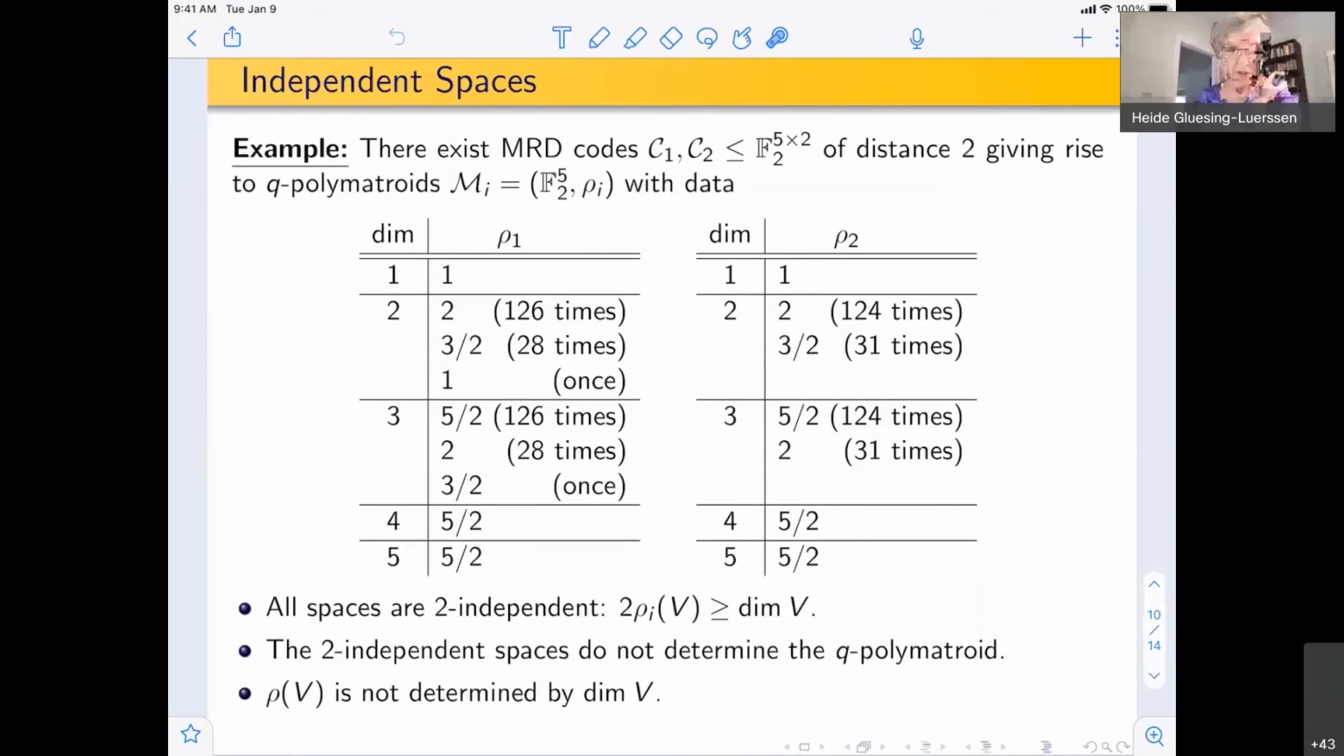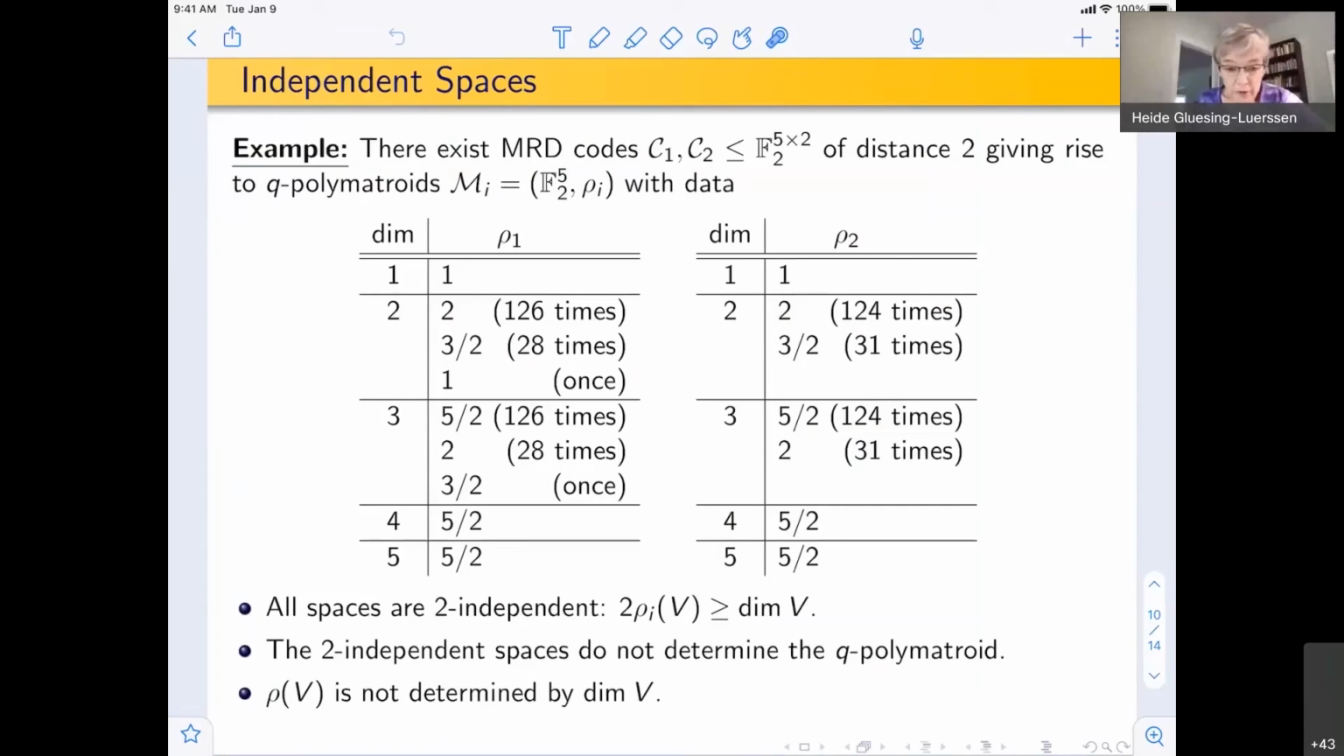We see that the two polymatroids are not identical, or equivalent in any way, because of the different number of occurrences here. By the way, both of these q-polymatroids arise from MRD codes.